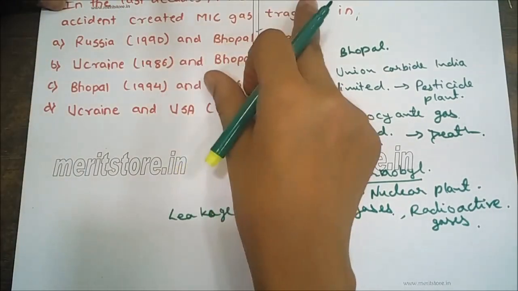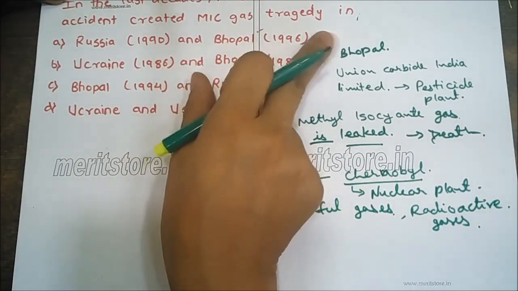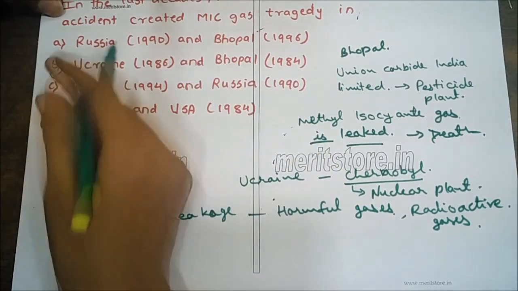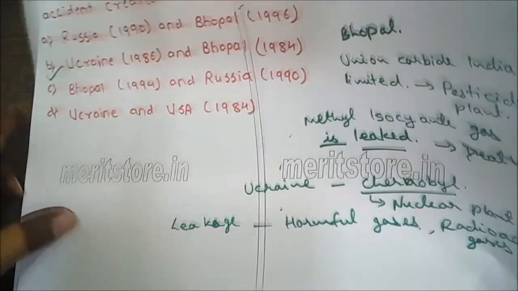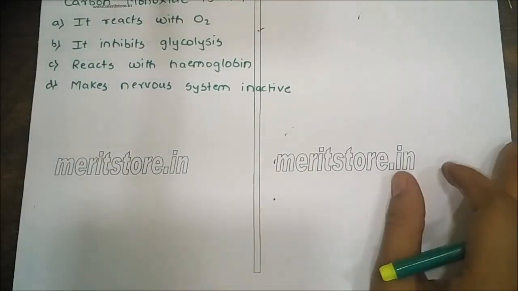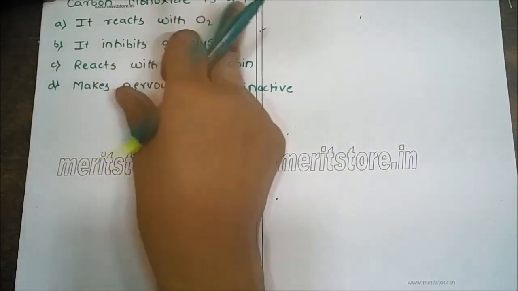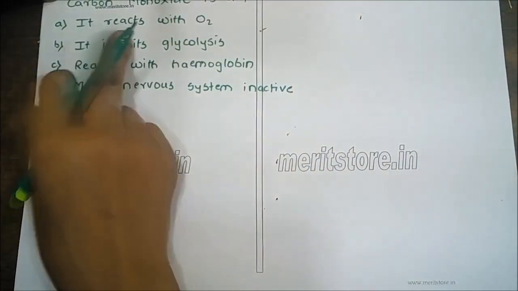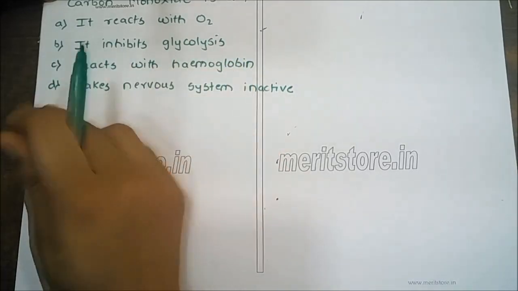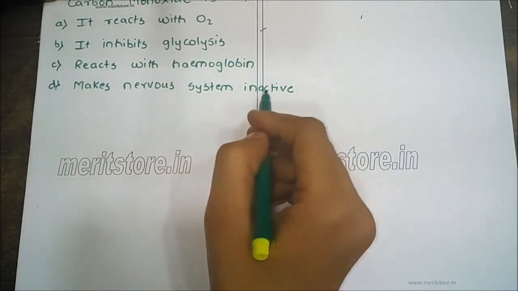In the last decades, most serious nuclear reactor accidents created MIC gas tragedy in Ukraine 1986 and Bhopal 1984. Carbon monoxide is a pollutant because A. It reacts with oxygen, B. It inhibits glycolysis, C. Reacts with hemoglobin, D. Makes nervous system inactive.